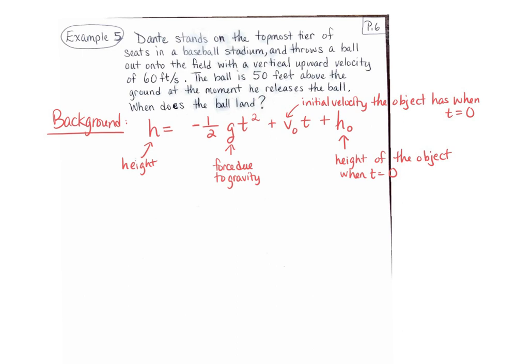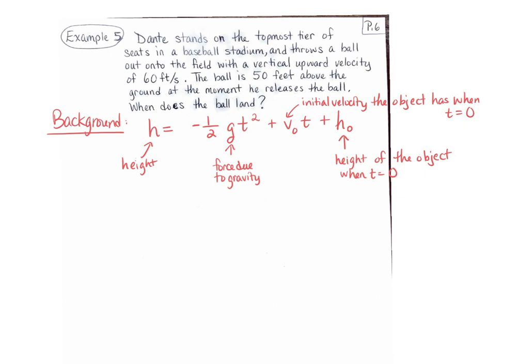Okay, so a little bit of background information. H, which is representing the height, is equal to negative 1/2 times the force due to gravity times t squared plus v naught times t, where v naught is the initial velocity the object has when t equals 0, plus h naught, which is the height of the object when t is equal to 0.